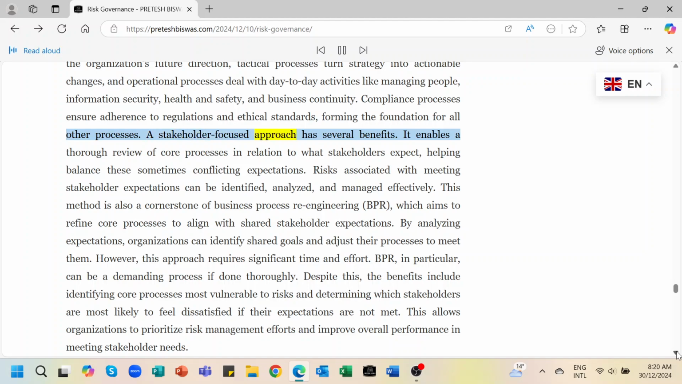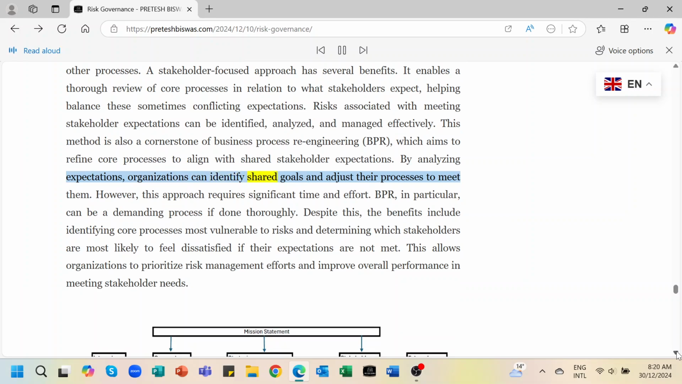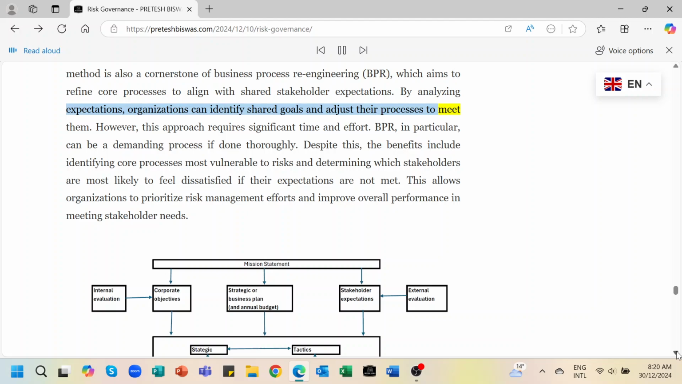A stakeholder-focused approach has several benefits. It enables a thorough review of core processes in relation to what stakeholders expect, helping balance these sometimes conflicting expectations. Risks associated with meeting stakeholder expectations can be identified, analyzed, and managed effectively. This method is also a cornerstone of business process reengineering, BPR, which aims to refine core processes to align with shared stakeholder expectations. By analyzing expectations, organizations can identify shared goals and adjust their processes to meet them.